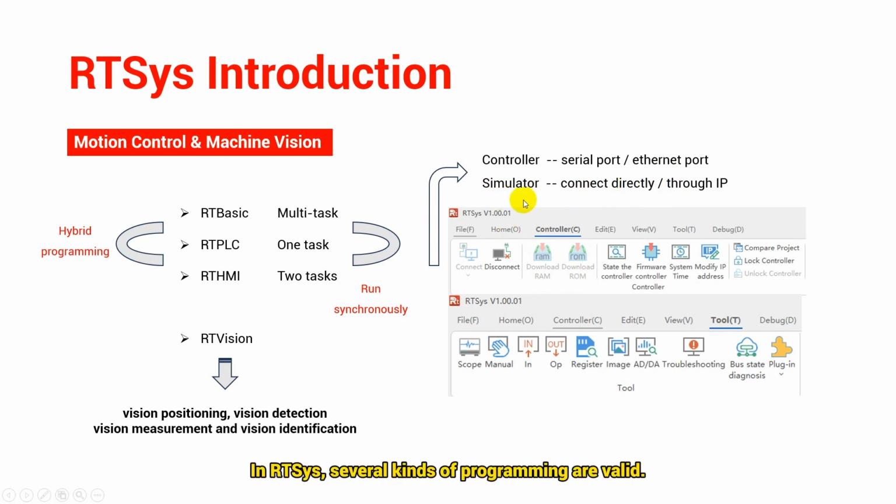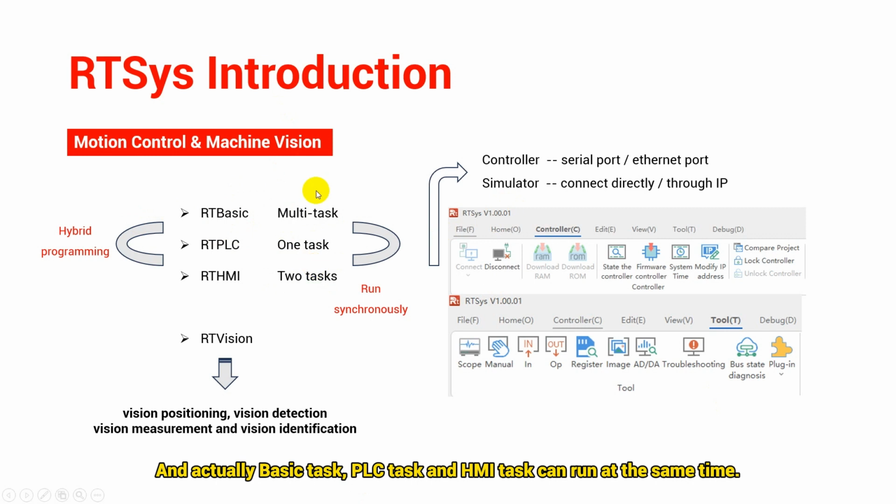In RTSys, several kinds of programming are valid, but RTBasic is recommended because it supports multitask operation. For PLC, only one task is supported. For HMI, only two tasks are supported. It can be seen RTBasic is more convenient. And actually basic task, PLC task and HMI task can run at the same time.